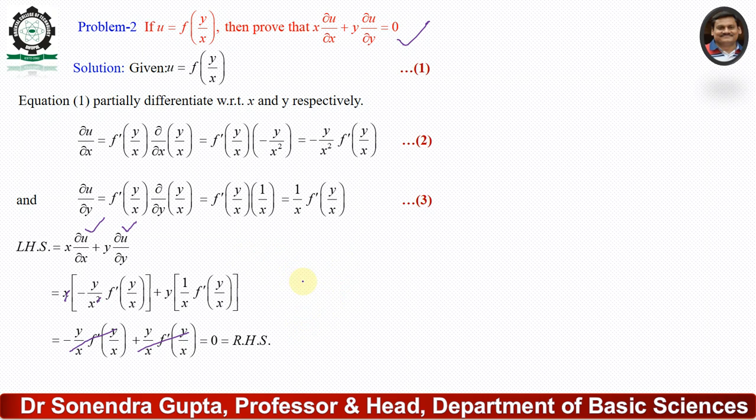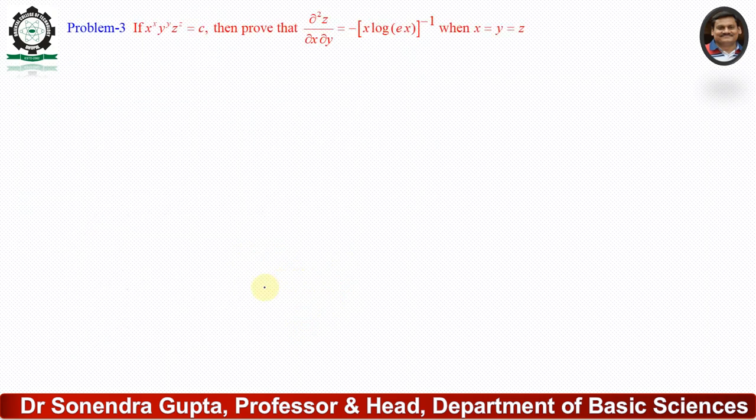Now we can discuss one of the most important problems asked in the examination, problem number 3. If x to the power x, y to the power y, z to the power z equals c, then prove that del 2z by del x del y equals minus of x log e x whole to the power minus 1, when x equals y equals z. In this question, z is a dependent variable while x and y are independent variables. For this we can take the log on both sides for the separation of the terms.